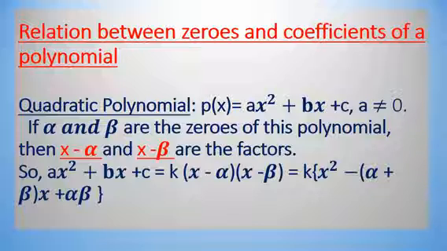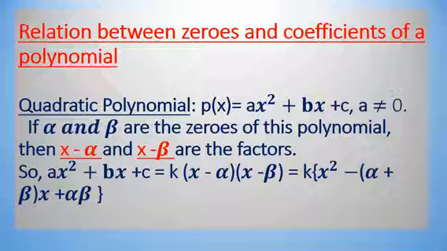Now let us generalize the above relation between zeros and coefficients by using the general quadratic polynomial p of x equal to ax square plus bx plus c, where a is not equal to 0. If alpha and beta are the zeros of this polynomial, then we can write x minus alpha and x minus beta as its factors, because x minus alpha will become 0 when x is alpha, and x minus beta will become 0 when x is beta. So these are the factors of the given quadratic polynomial. But here the coefficient of x square is not 1. Therefore, ax square plus bx plus c will become k times x minus alpha multiplied by x minus beta.